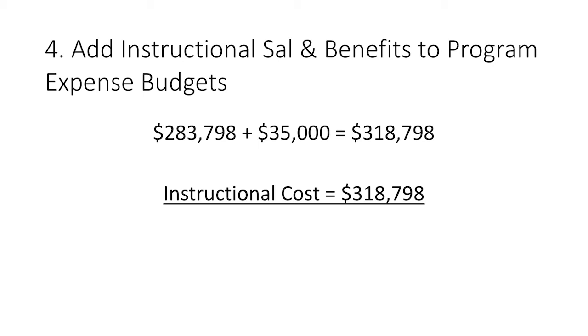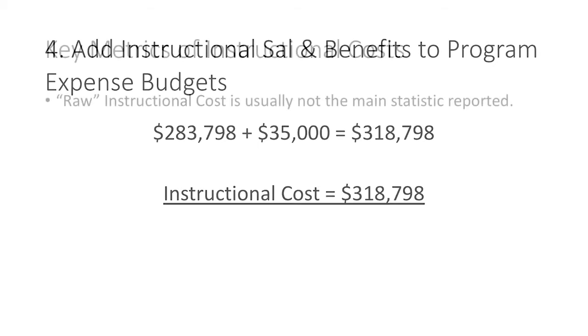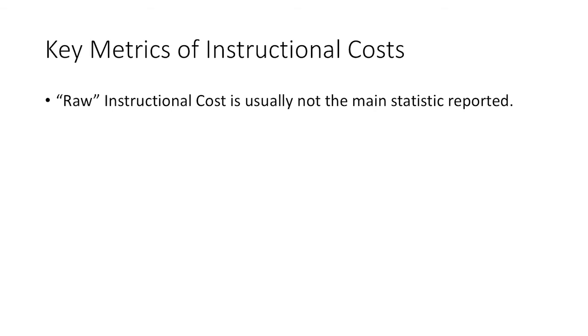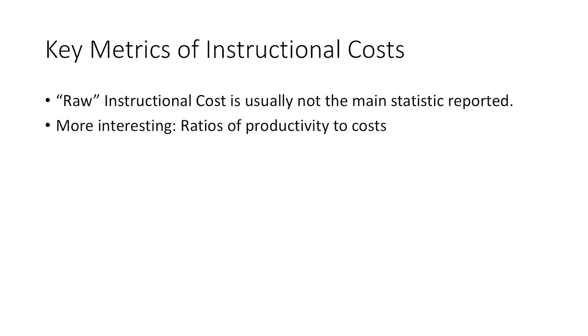That number probably doesn't mean a lot, except it should tell you we've got a precise measure of what it costs to actually provide teachers in a classroom for a year. We don't usually pay a lot of attention to this raw number that I just described, the instructional cost. It's usually not the main statistic that gets reported, although it can be helpful. More importantly and more interestingly, we can look at ratios of academic productivity or instructional productivity to instructional costs.